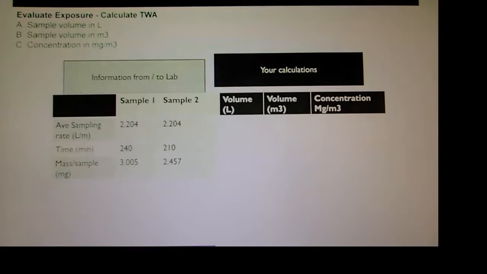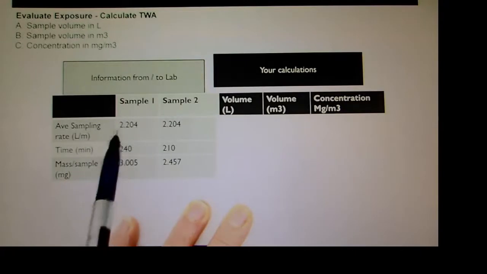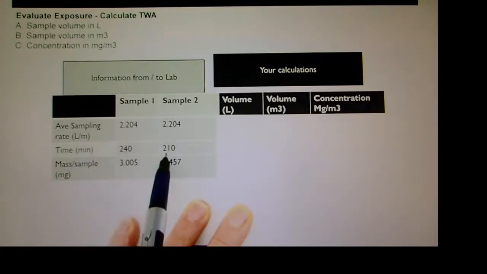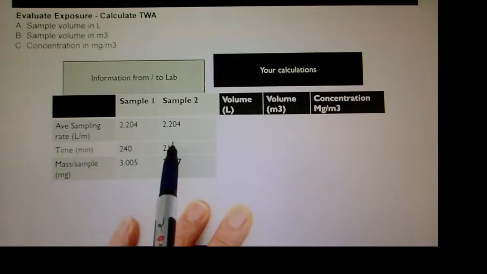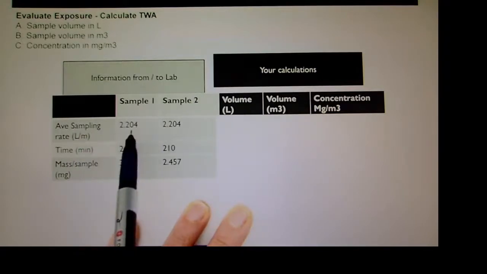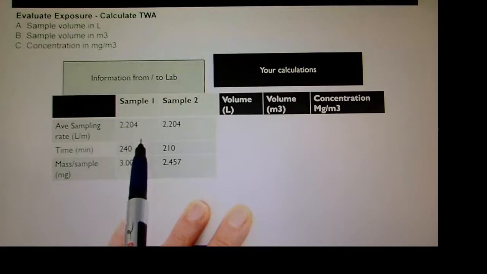Okay, so let's calculate a time-weighted average. Our first step is we need to know what our sample volume was in liters. So we took two samples, one of them for 240 minutes, the other one for 210 minutes. These are both off of the same workers. So we sampled for a few hours and we sampled for a few hours more. Our average sample rate, our Q, would be the same because we would take our pre and our post and we'd use it for both because we wouldn't be changing our pump out very much.